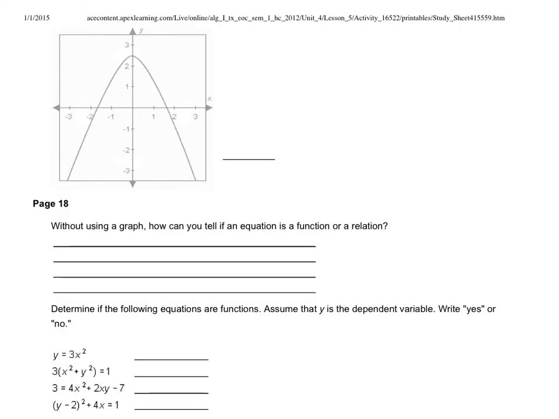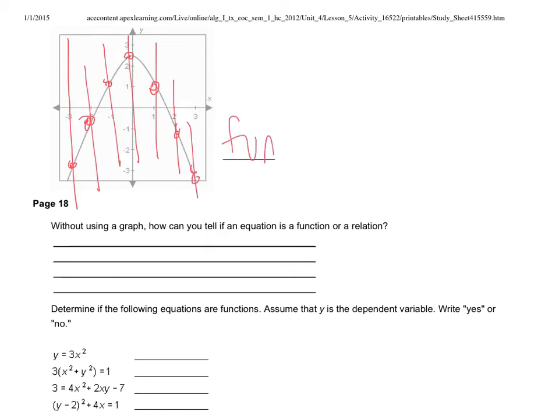So here we have another graph, so we're supposed to determine if this is a function or not. Well, if I draw a line here, one time, one time, one time. It's not going to matter where I draw a vertical line because no matter what, it's only going to touch it once, so that would make this a function.